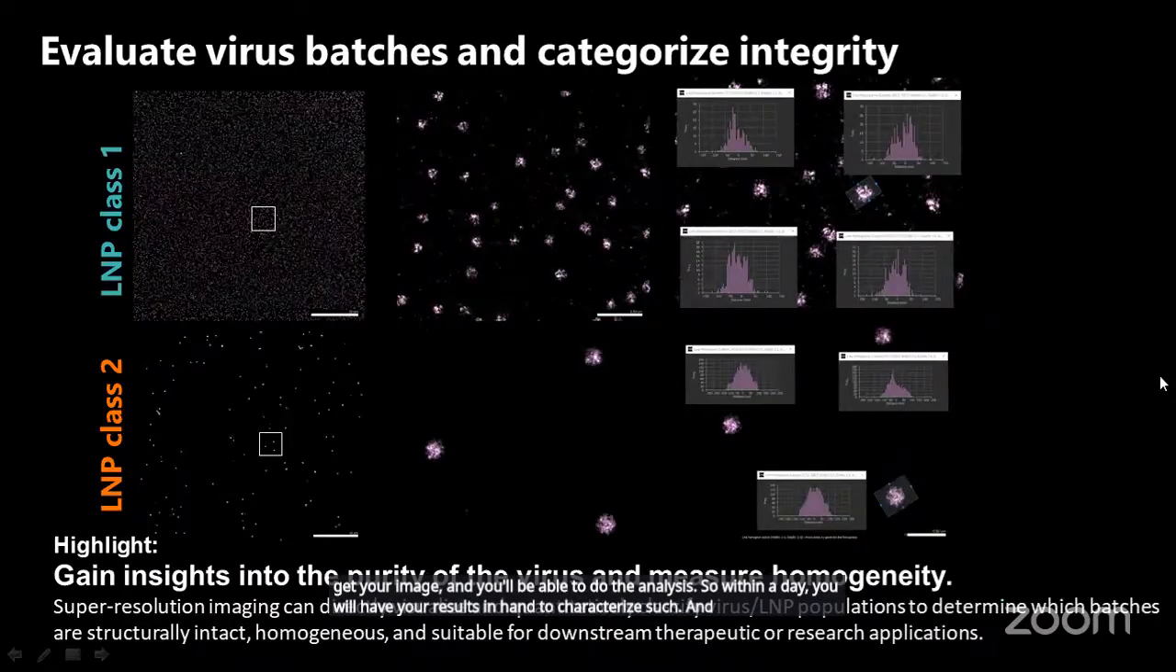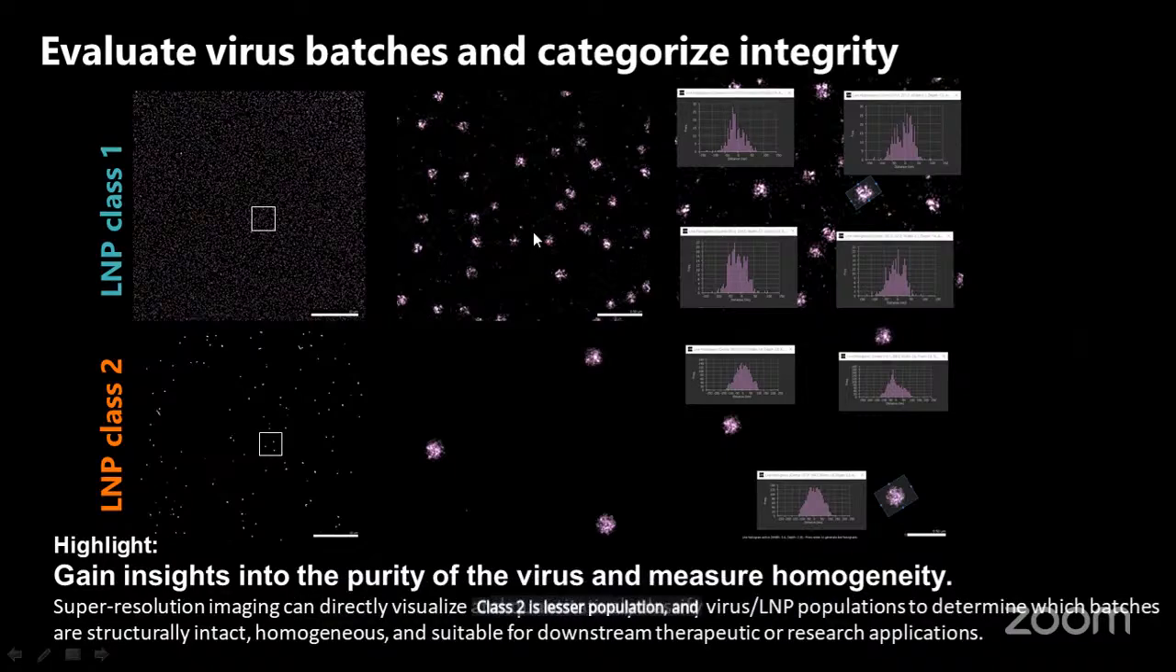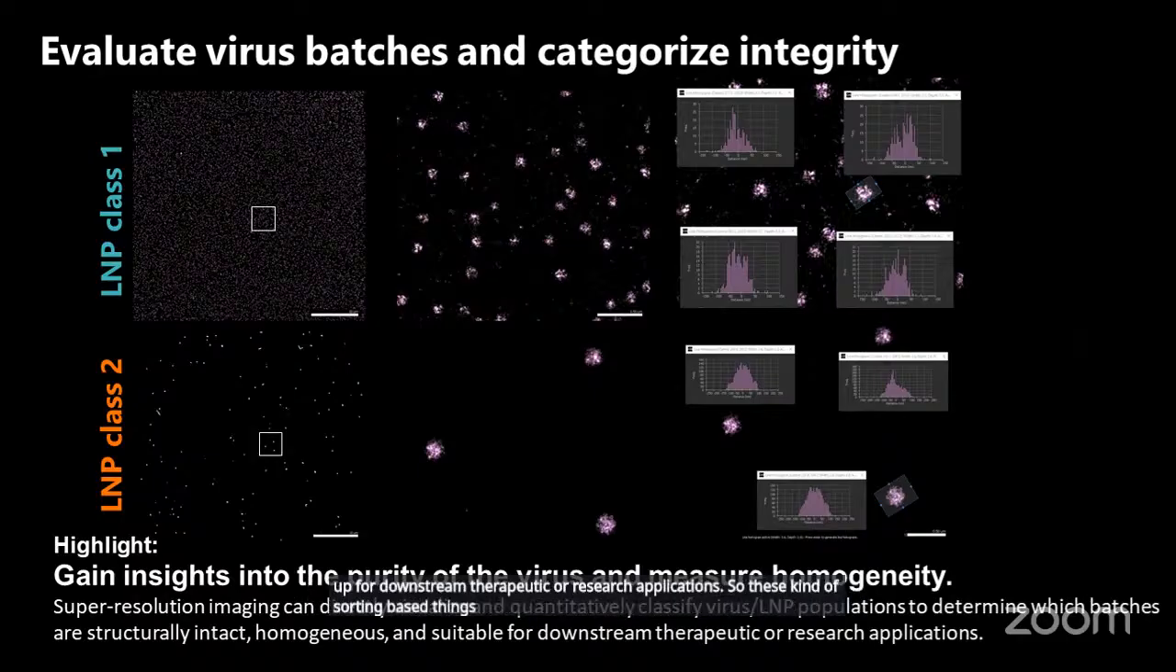And these kind of LNP studies, mostly people do in biopharma, like they categorize into LNP1 and LNP2, like they can directly visualize and quantify or classify the virus LNP populations and determine which batch are structurally good, intact, or homogeneous. So if you see class 2 is lesser population and class 1 is higher population, but if you see class 2, it is more homogeneous, and the better population will always be taken up for downstream therapeutic or research application. So these kind of sorting based things can be done.